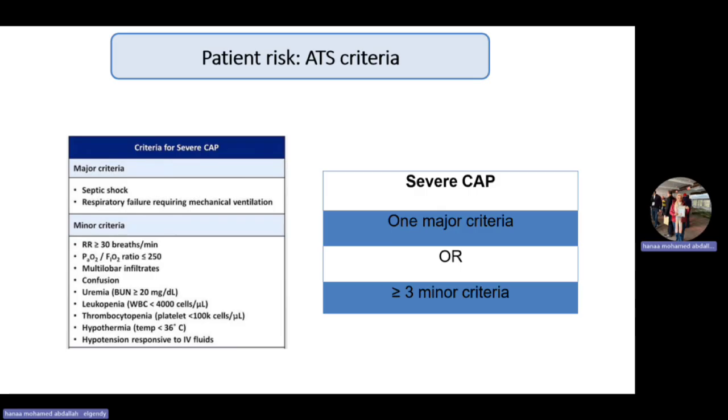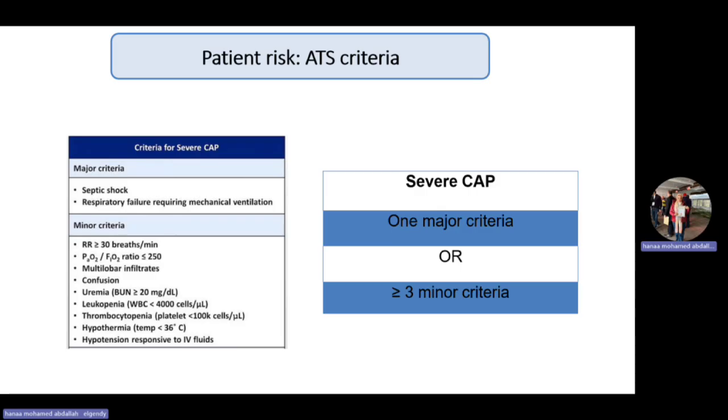The American Thoracic Society, the ATS criteria for community acquired pneumonia, classify the patient as severe CAP or minor CAP. Severe CAP has one major criterion, which includes septic shock or respiratory failure requiring mechanical ventilation. So there is no debate: the patient will be admitted to the ICU with septic shock and need for mechanical ventilation. Minor criteria include a lot of criteria. If we have 3 or more minor criteria, this patient should be managed in the ICU.